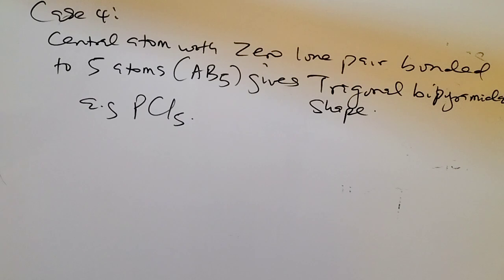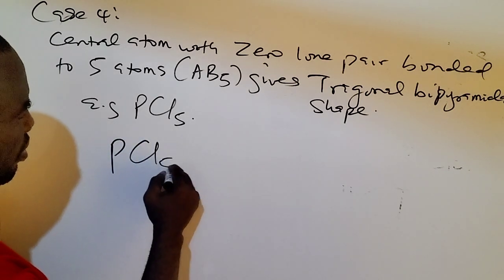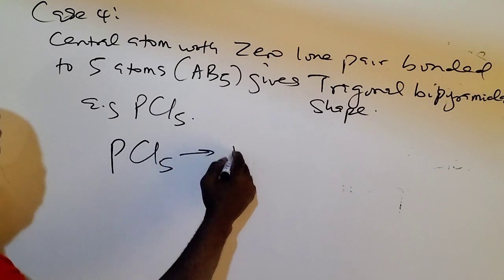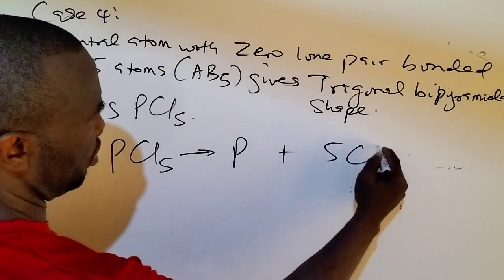So look at case 4. A situation where the central atom has 0 lone pair and is bonded to 5 atoms gives us a shape known as trigonal bipyramidal shape. An example is phosphorus(V) chloride, also known as phosphorus pentachloride. Let's investigate this. So look at PCl5 for the bonding sequence. Phosphorus is 1 atom linked to 5 chlorine atoms.